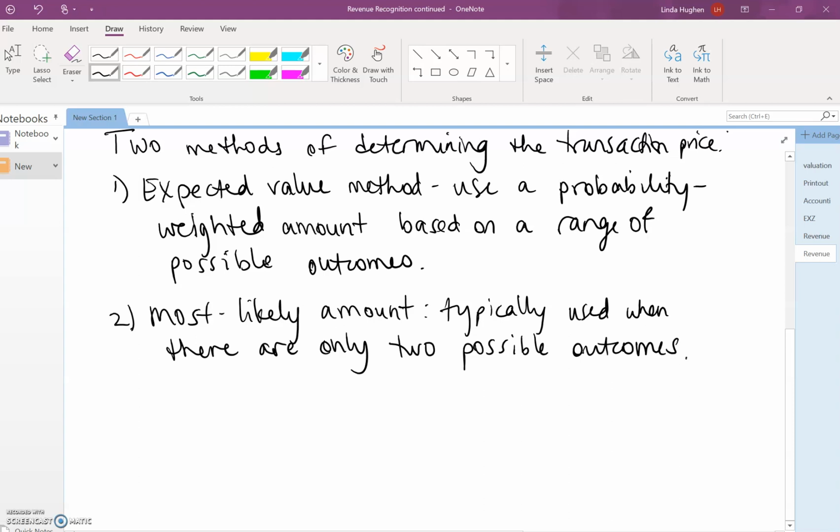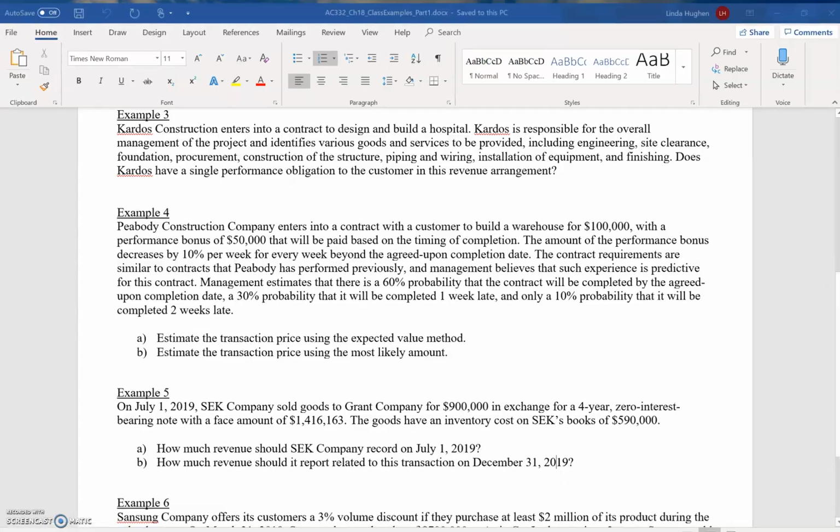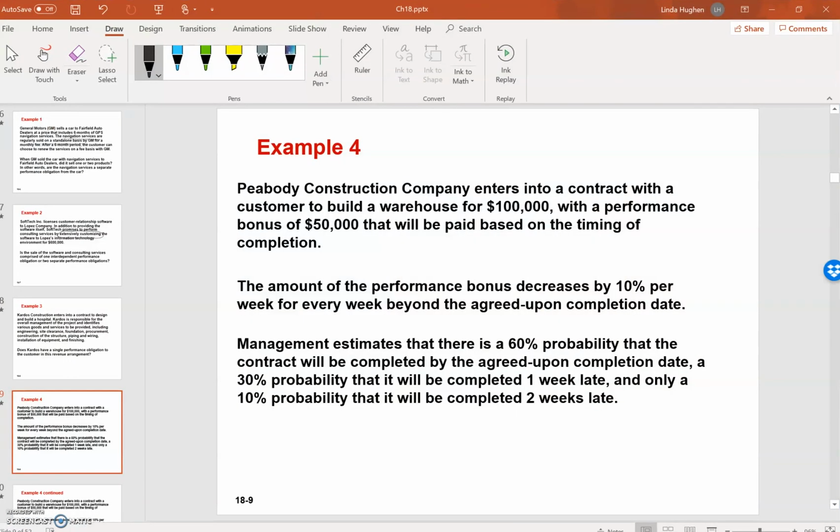Okay, let's take a look at some examples. This next example is going to be example 4, and if you're looking at your examples from class, Peabody Construction. Hopefully you'll have this next to you as we're working through the video. I've also put them on the slides here. Peabody Construction Company enters into a contract with a customer to build a warehouse for $100,000. This contract has a performance bonus of $50,000 that will be paid based on the timing of completion. The amount of the performance bonus decreases by 10% per week for every week beyond the agreed upon completion date.